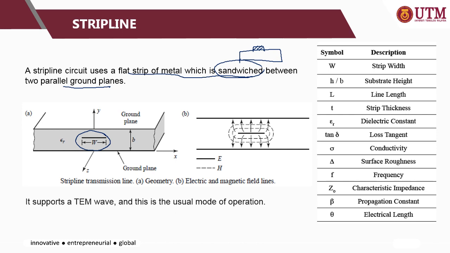Alright, so the table on the right hand side shows some of the notation and symbols that you are going to deal with in the strip line and macrostrip line analysis. To revise, the strip line supports TEM wave, TEM mode, and this is basically the common mode of operation for strip line.